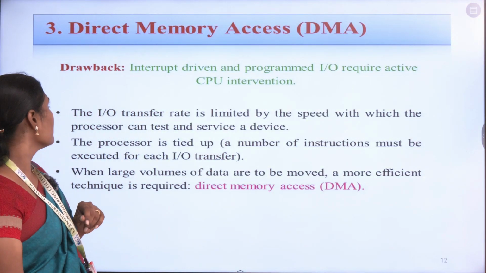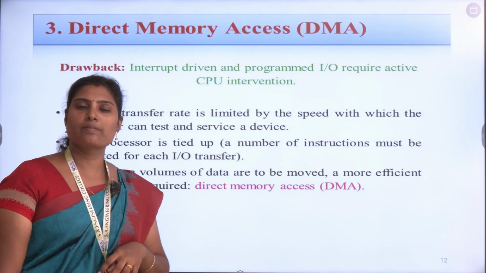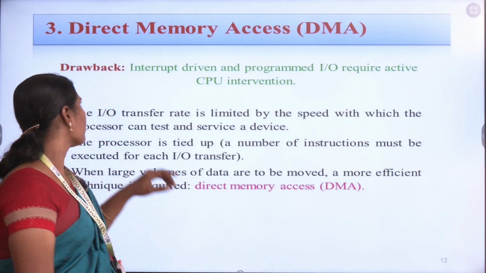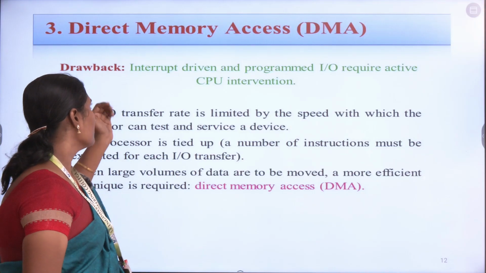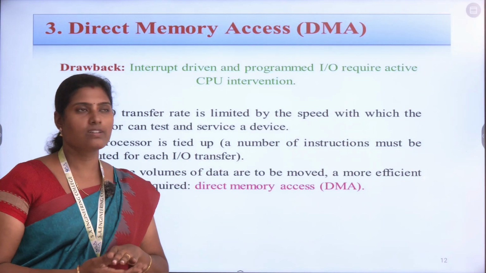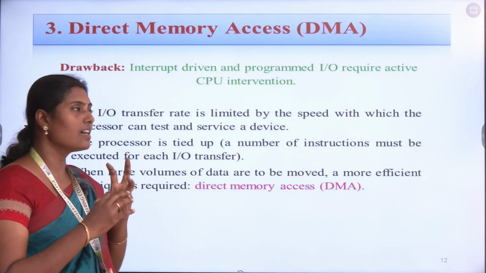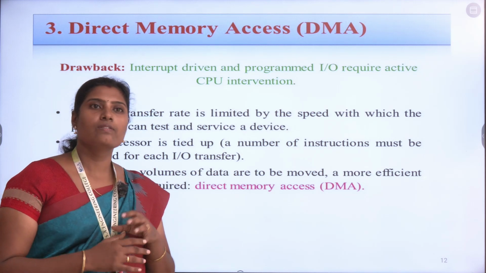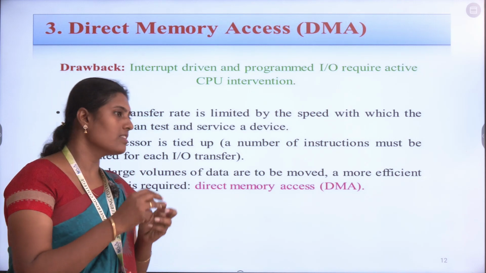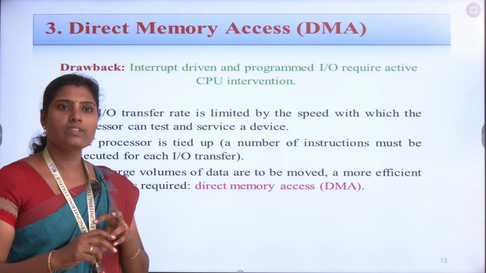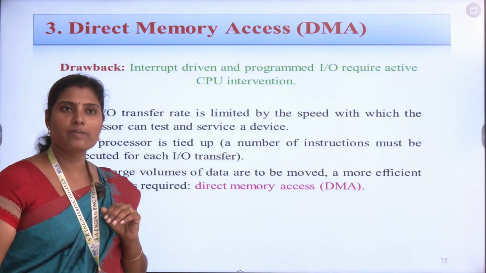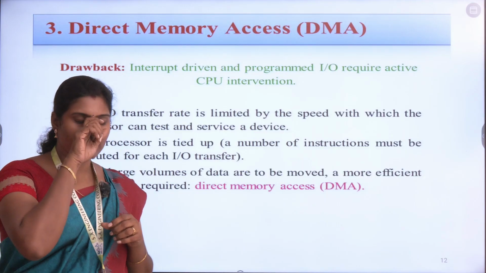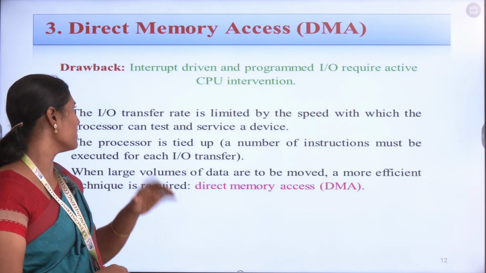Moving on to the next slide, we have the third type, direct memory access, that is DMA. In order to overcome the drawbacks of interrupt-driven and programmed input-output, which require active CPU intervention, without involving the interfaces in between, we can directly communicate with the main memory using this mode, DMA, that is directly accessing the memory. So this method we call direct memory access.